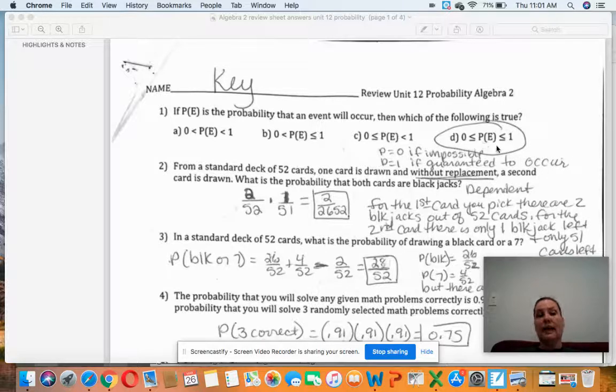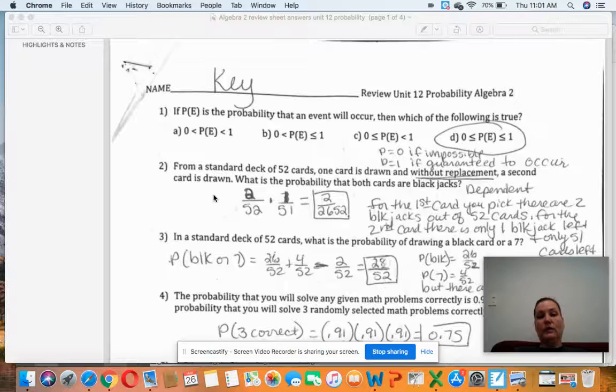So say I have a die with the numbers 1 through 6 on it, just a regular die. What's the probability I roll it and I get an 8? Well, that's impossible. So that probability would be 0. What's the probability that I roll it and I get a number less than 10? Well, that has to happen. So that probability would be 1 if it's guaranteed to occur.